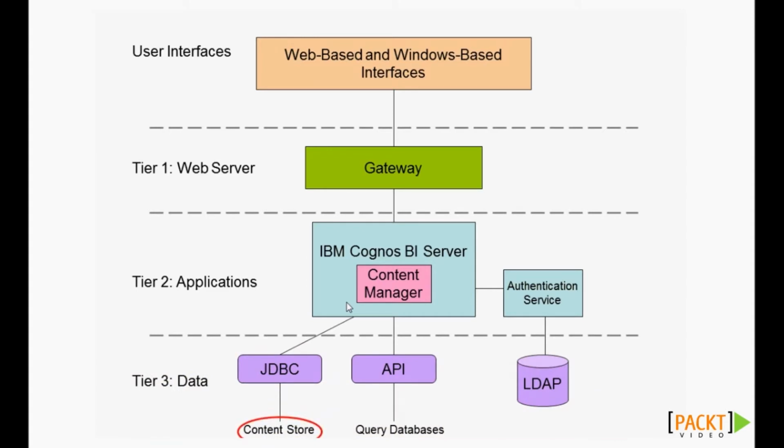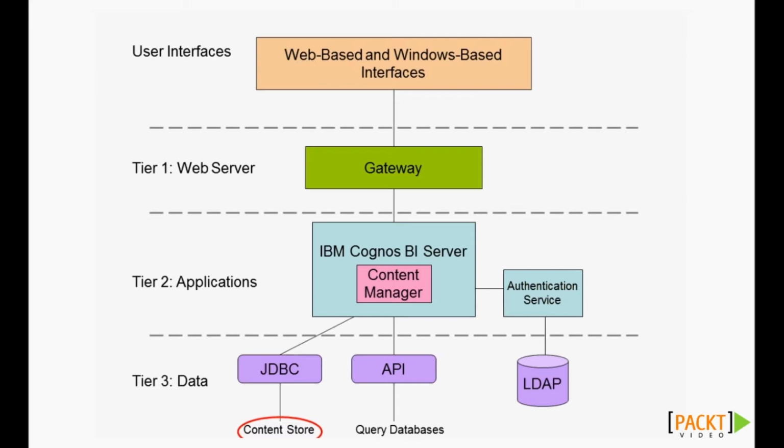Any installation has one and only one content store. It stores the unique metadata that is required for the product to operate, which is report specification, all published models and packages, all connection information, and scheduling and bursting information.